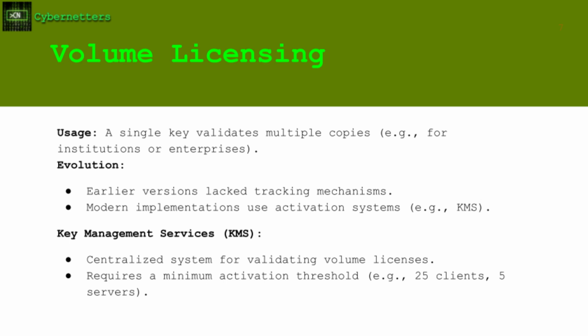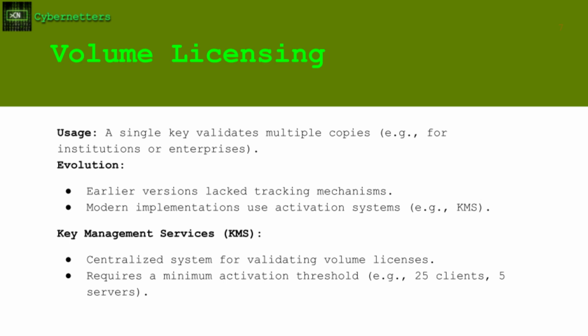Over time, volume licensing has evolved. So in the early days, there weren't great ways to keep track of how many copies were installed. This made it easier for people to misuse the system. Today, most people use activation mechanisms like key management services, KMS, to solve this. So what's KMS? It's a centralized system that validates licenses for multiple devices.